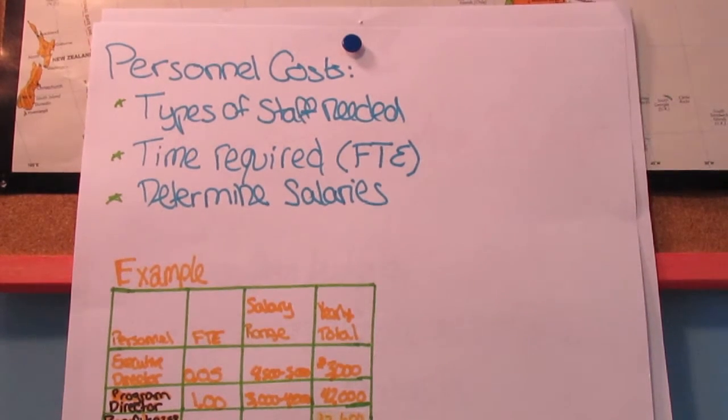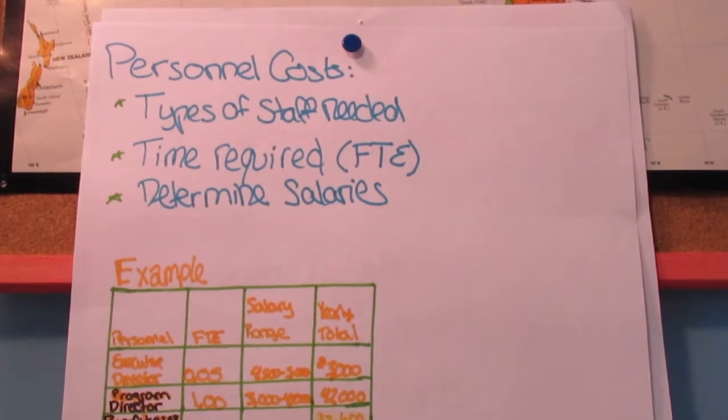The next thing that you need to look at is the time required in each personnel category. This is usually measured in full-time equivalents, FTE, and it's expressed as a decimal. So if you have 1.00 FTE, that means that person is working full-time, 12 months. In order to get this number, you divide the number of hours that they work in a week by 40 hours. So if a person works 10 hours a week, then you divide that number by 40, which will give you the decimal 0.25.